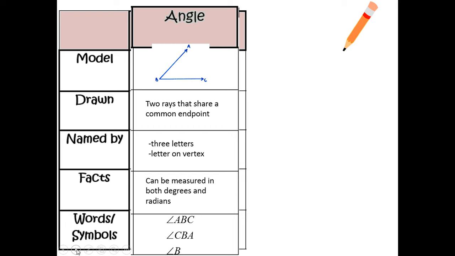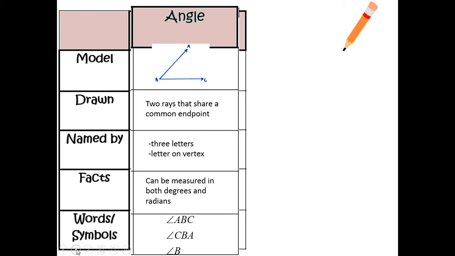And now words and symbols, ladies and gentlemen. If I was going to refer to this angle, I would call it angle. See the little mini angle picture above or next to those 3 letters? Angle ABC or angle CBA, those are both completely acceptable. The B is in the middle in both, just like B being the common endpoint that those 2 rays share. B has to be in the center.